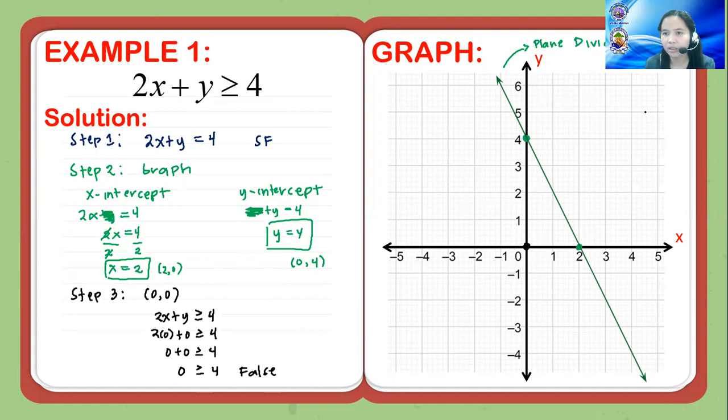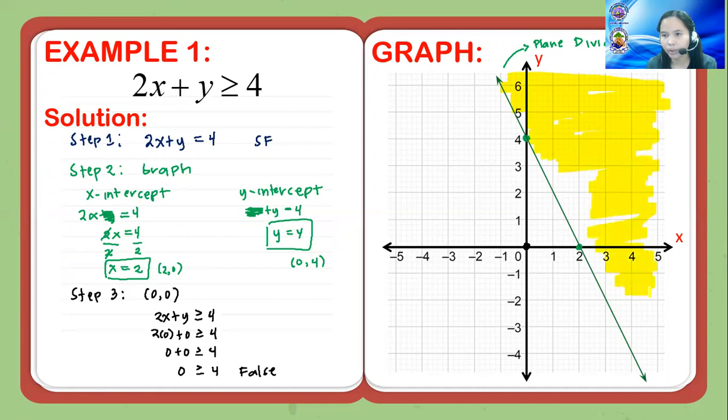We'll use a highlighter to shade the plane. As you can see, the second half plane doesn't have the origin, so we will shade this part. We will just color the second half plane without the origin.